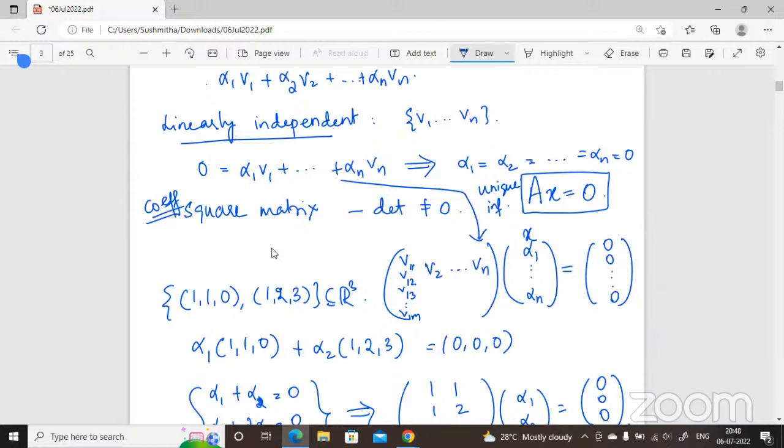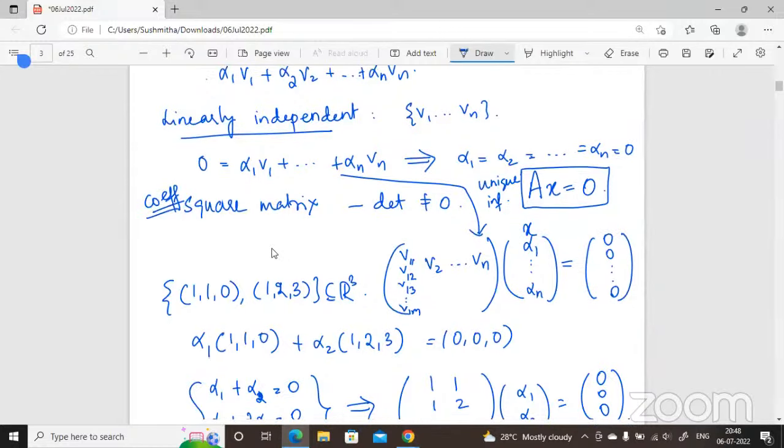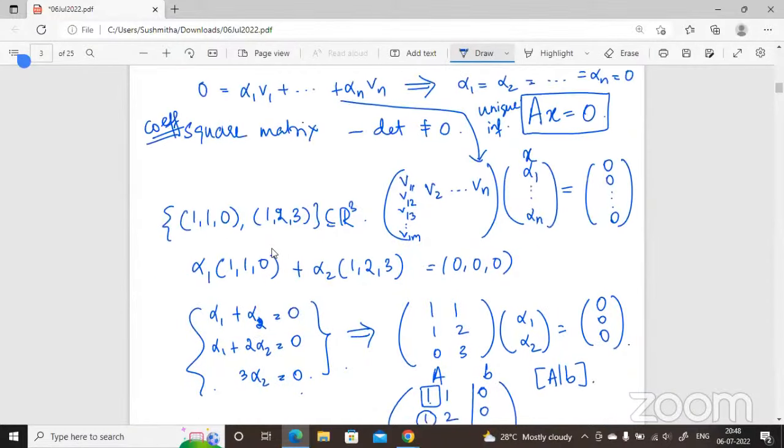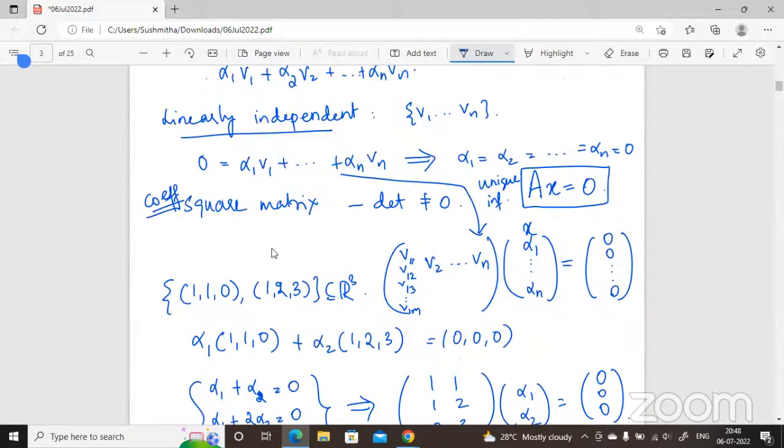Yes, ma'am. Madam, if the unique solution is going to be only the case where all the alphas are 0, then why don't we actually declare it as such? No, we know that X is equal to 0 is always a solution. If it is a unique solution, then that is the only solution. So X is equal to 0 will be the only solution. Okay.